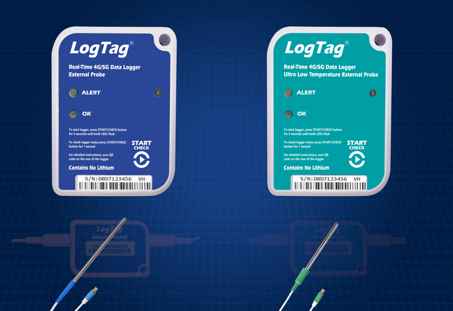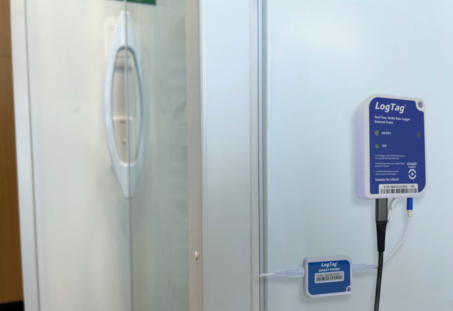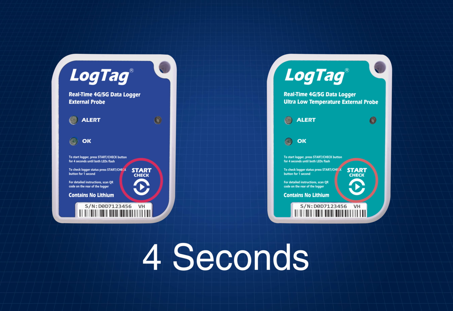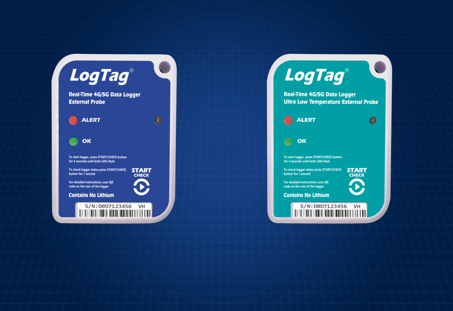Plug in your external probe or smart probe, then put your logger and probe in the environment you want to monitor. Once it is done, press and hold the Start Check button for 4 seconds and stop when the green and red LED lights flash in sequence. The logger has started logging when you see the green LED blink every 4 seconds.